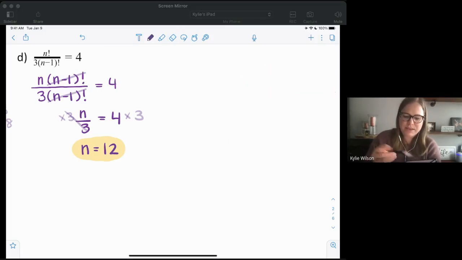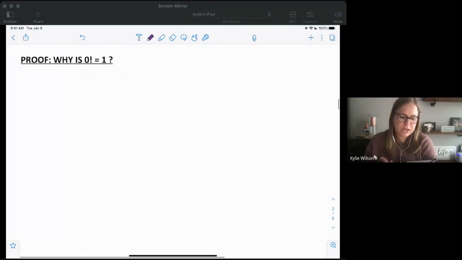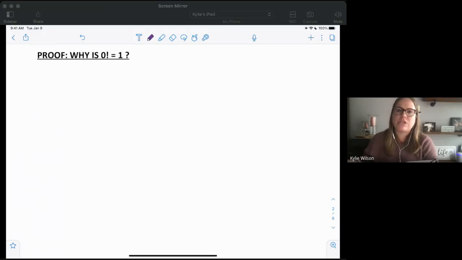Okay. So we're going to do a proof. Not everybody's done a lot of proofs before, and I'll explain kind of what a proof is. So in math, sometimes we want to prove things mathematically. We want to show that, in this case, 0 factorial is equal to 1, and it is always equal to 1, and here is why.